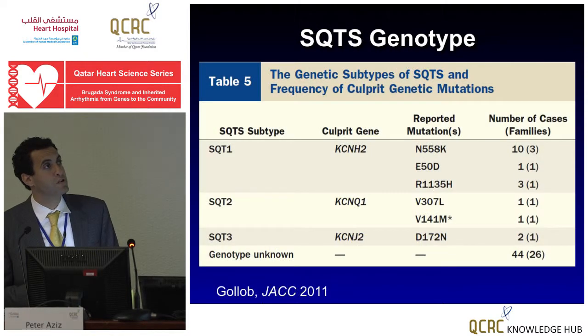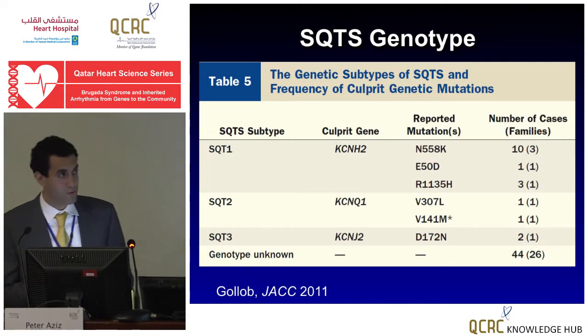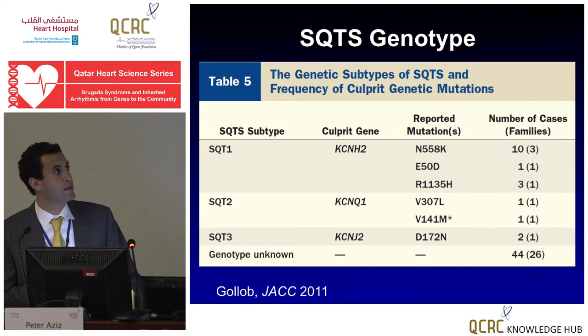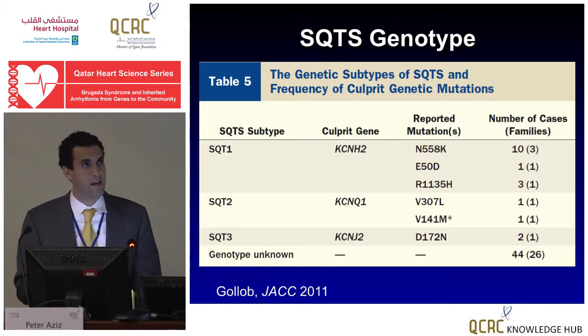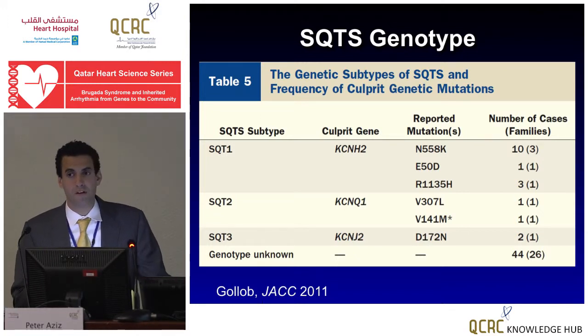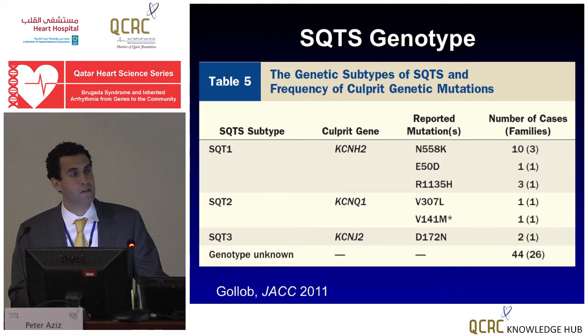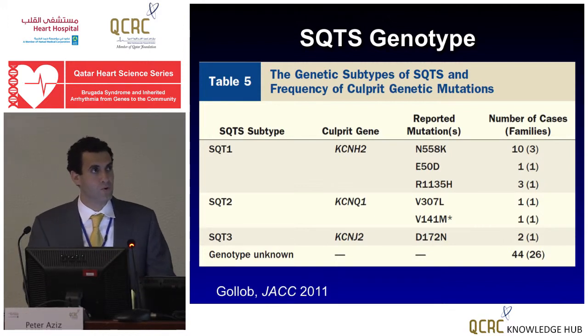So the genotype information of these patients is rather interesting in that short QT syndrome, again discovered in part by Dr. Brugada, showed a mutation in the KCNH2 gene that 10 patients had in this study, in 3 different families. This is the most common gene mutation in short QT syndrome, and the rest is really a smattering of individual cases, more or less.